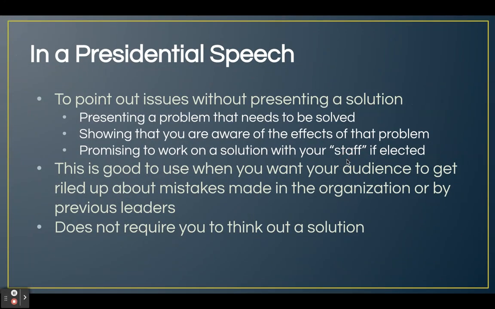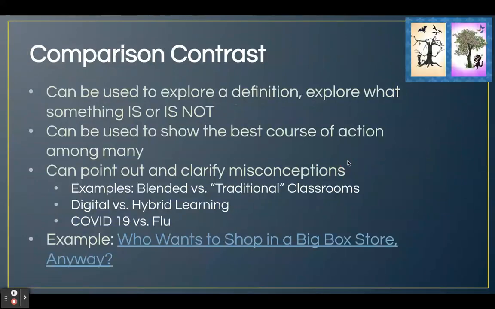So, in a presidential speech, why are you the best person to be elected president? But you want to point out issues without presenting a solution. So, you present a problem that needs to be solved. You show that you're aware of the effects of that problem, and you promise to work out a solution with your staff if elected. So, if you want to get your audience riled up about mistakes that have been made by the school or by previous leaders, you don't have to think out a solution to do this.